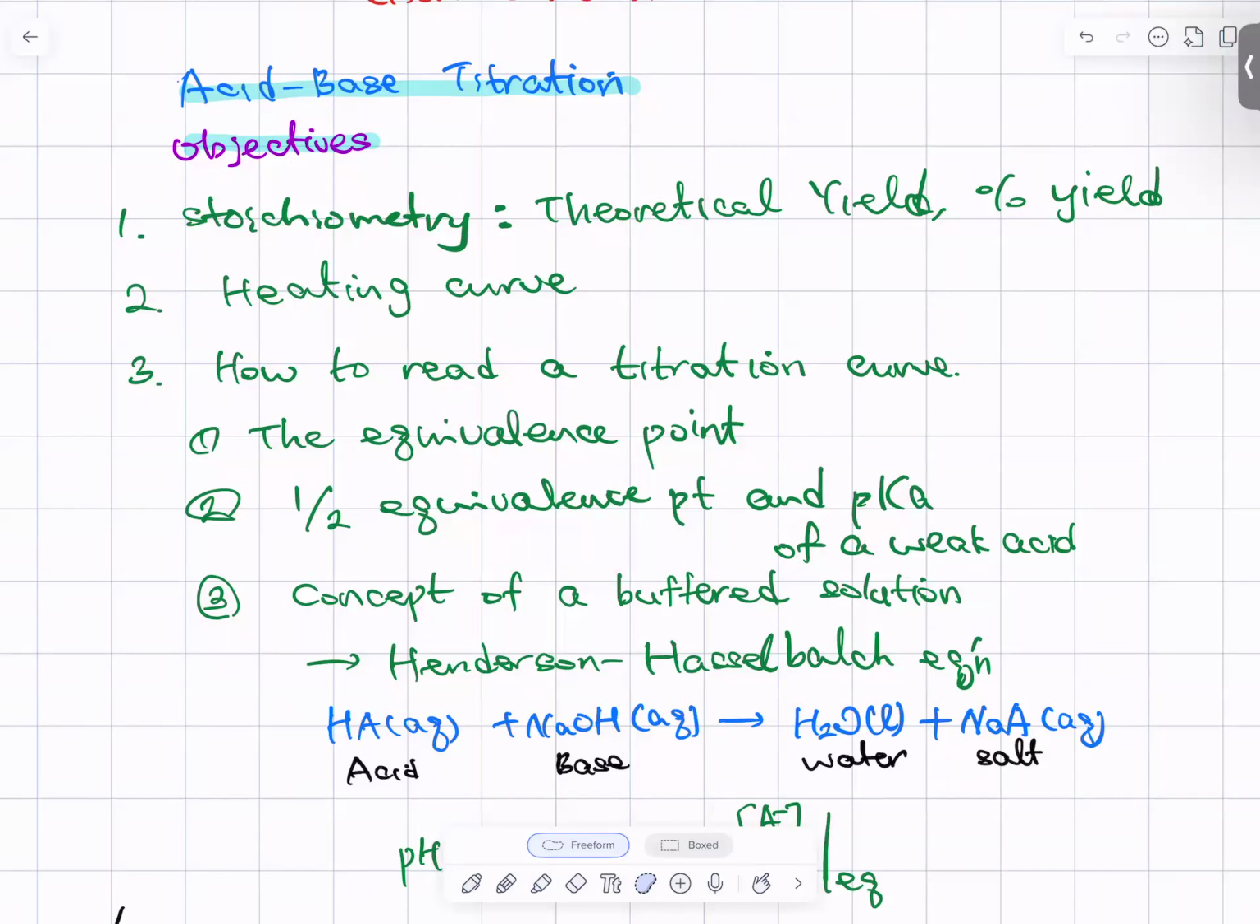theoretical yield because of competing reactions, because of loss of the reactants, because the reaction doesn't go to completion, because of equilibrium, those issues. Percent yield is always less than 100%. And this problem is asking about those issues too. And heating curve, we need to understand the heating curve.